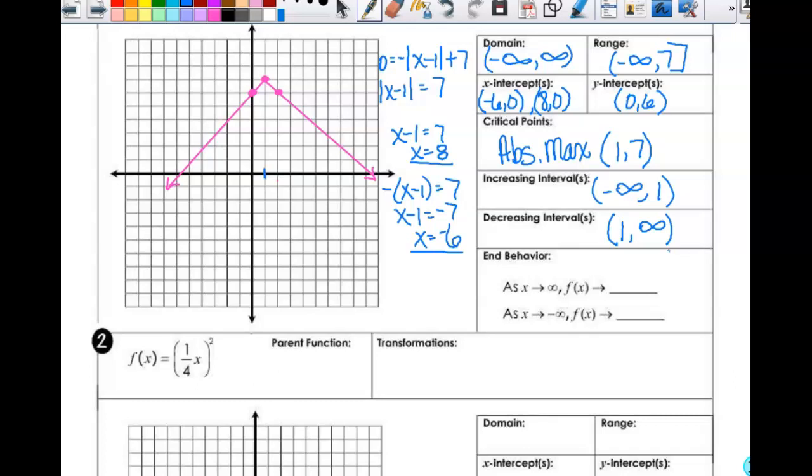As x approaches infinity, what does f of x approach? Negative infinity. And as x approaches negative infinity, f of x approaches negative infinity. Good deal. All right, any questions at all? We good? Awesome.